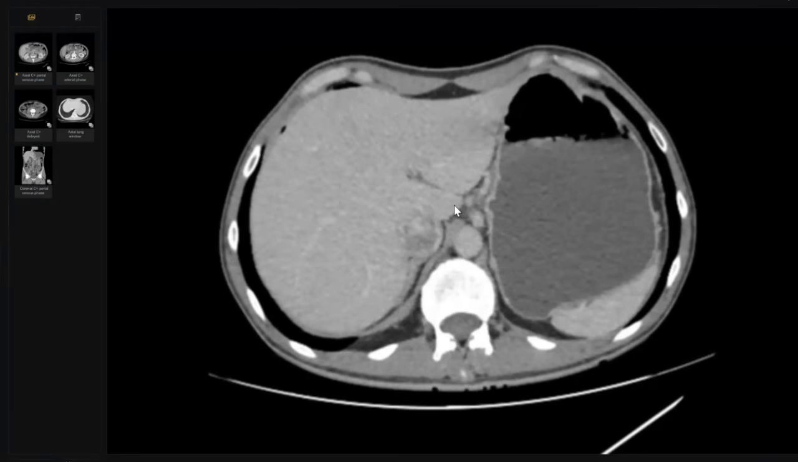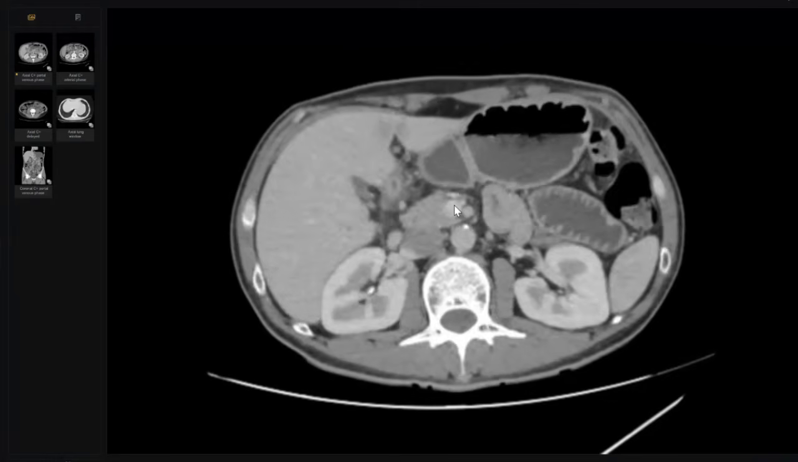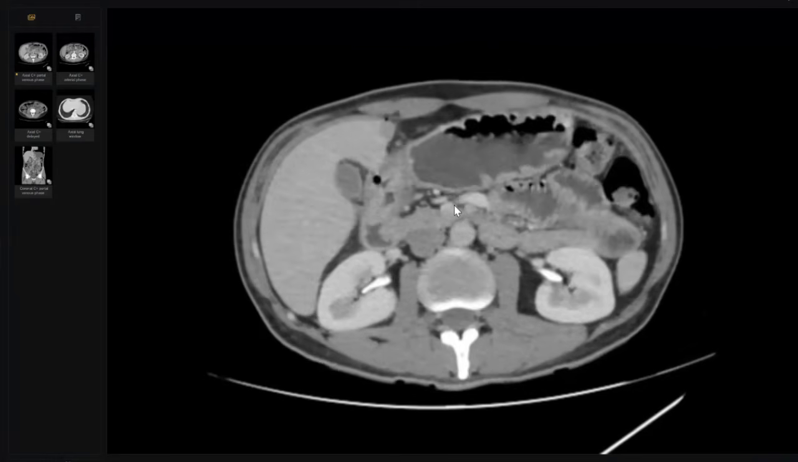Are you sure, second part? One second. This is the first part. Yes, first part. Sorry, first part of the duodenum. Okay. So I will urgently convey the finding to the referring physician and advise urgent surgical consultation.